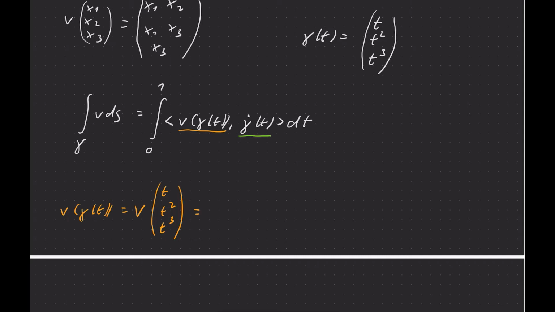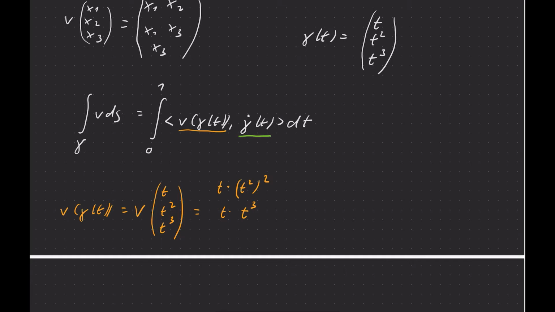So the first coordinate of the resulting vector is first coordinate of the input times second coordinate of the input squared. So the first coordinate of the input is t. The second coordinate is t squared. And that means we have t times t squared squared. For the second coordinate, x1, x3, that means we have to multiply the first coordinate of the input with the third coordinate of the input. So we get t times t to the third.